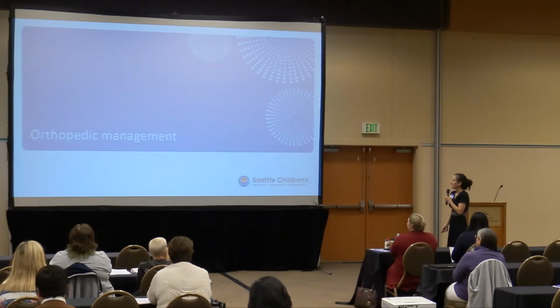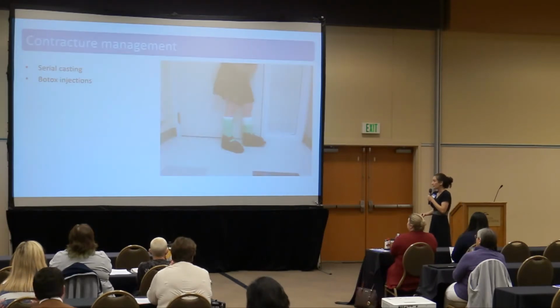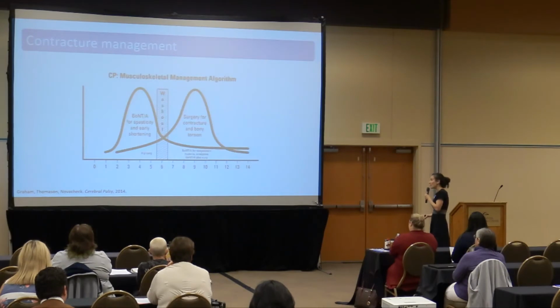All right, now let's talk a little bit about orthopedic management. Contractures were one of the impairments that we talked about. Contractures we can sometimes treat with Botox just to relax the muscle. Oftentimes we'll pair it with serial casting just to get the range of motion back. You can do that when kids are little. Once they get to be about 10 to 12 years old, it's not very effective anymore.